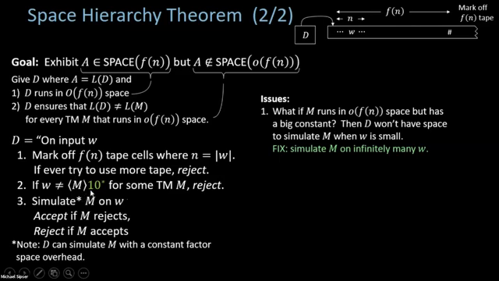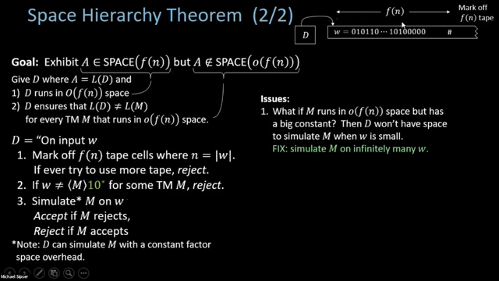So now I'm going to have potentially W's that have an enormous number of zeros at the end, big enough so that I can see the asymptotic behavior of M, and that if M is really running in little o of f of n space, I'll have enough space to run M to completion on W, and so then I'll be able to be different from it. Okay?